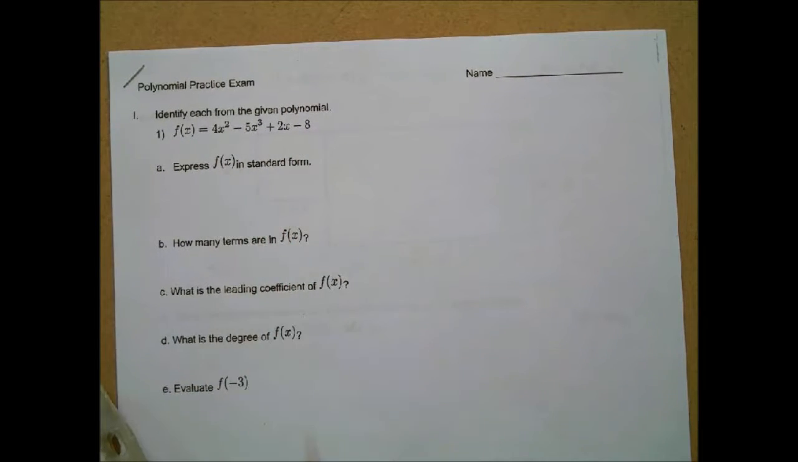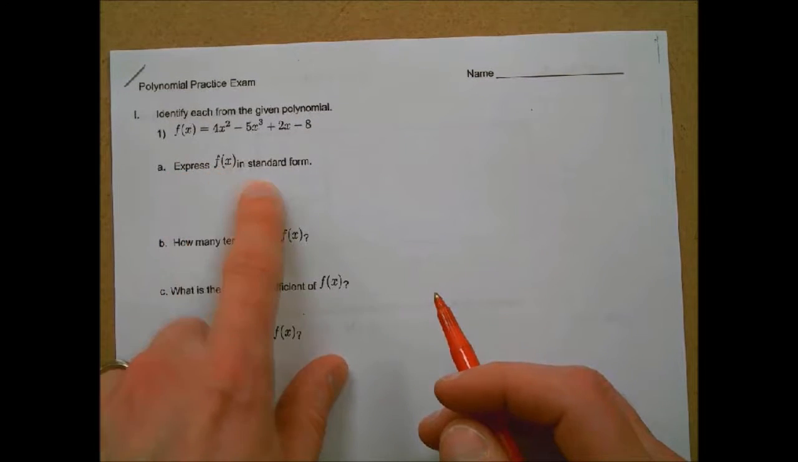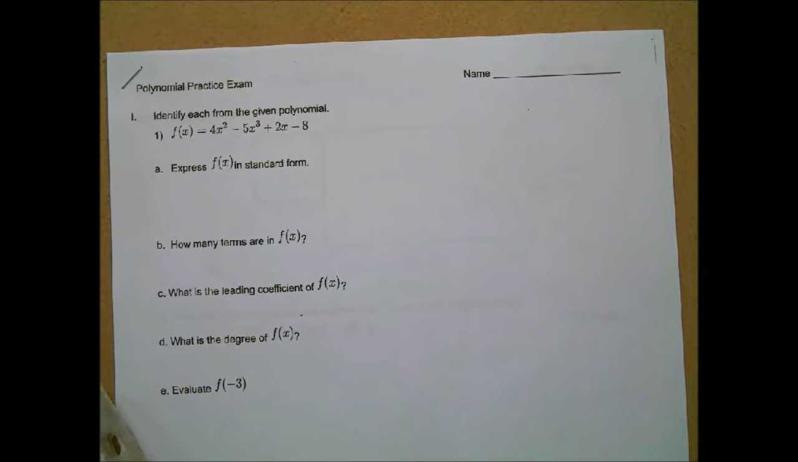For letter A, we're asked to express f of x in standard form. Is this polynomial in standard form? Dylan says no. How do you know? We're looking at the exponents. You'll see here that we have an exponent of 2, then an exponent of 3. Because it's the highest power, this one should be in front.